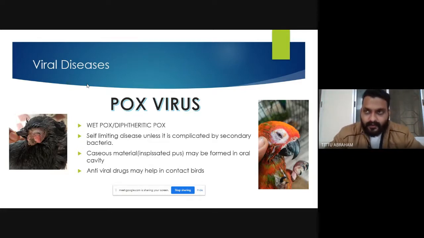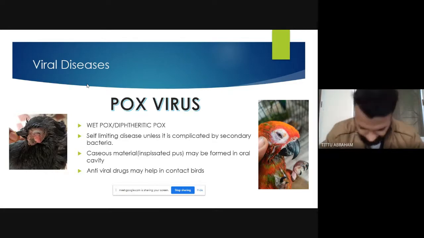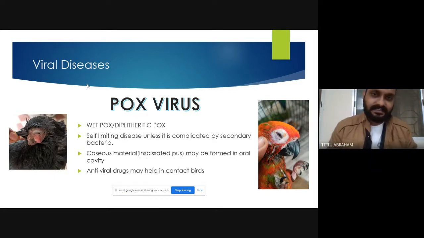So if you get a case of pox, just keep them in observation, because in 10 days you can see the lesions if it is affected. This caseous material is also called pus, because in birds it is inspissated and very hard. So it is very difficult to get rid of that pus. It will be cheese-like. That can be seen in the oral cavity and in the eyes also.